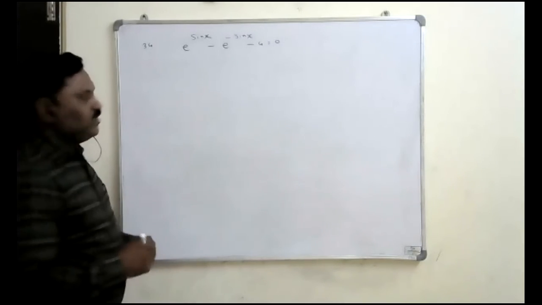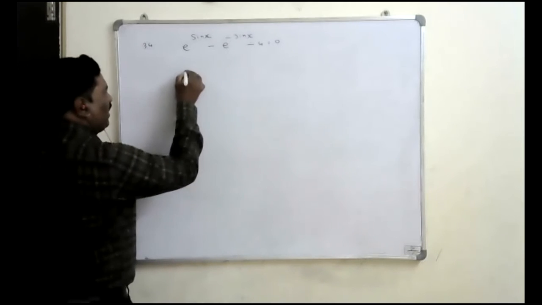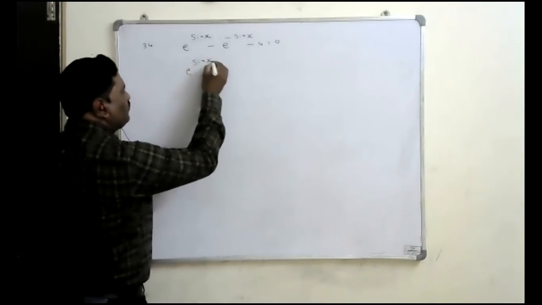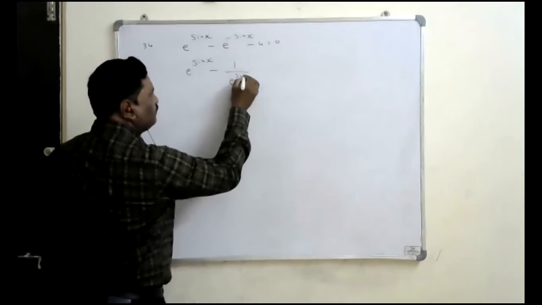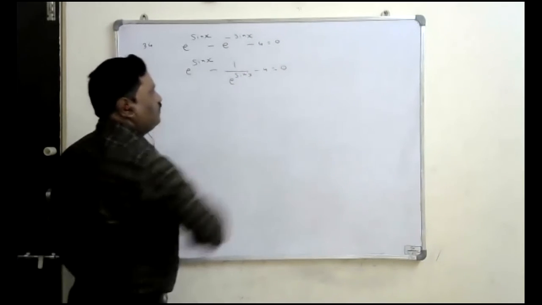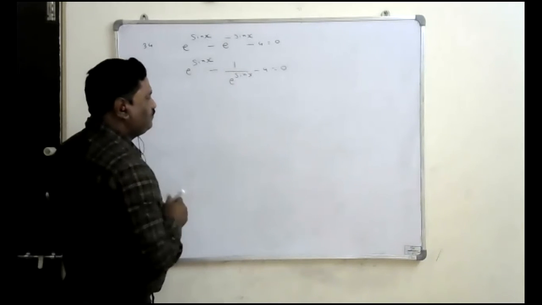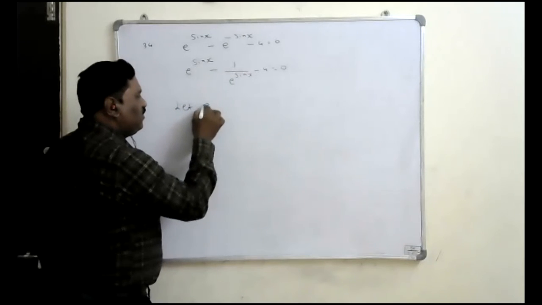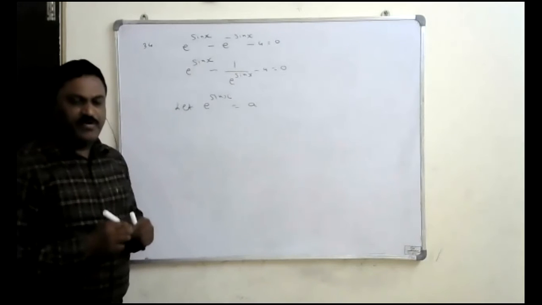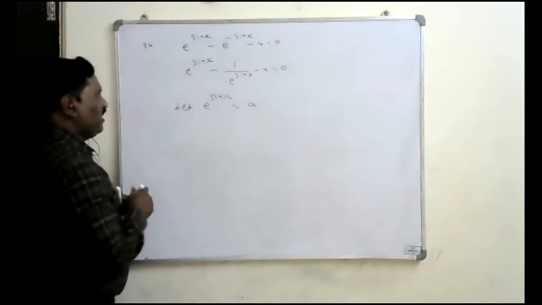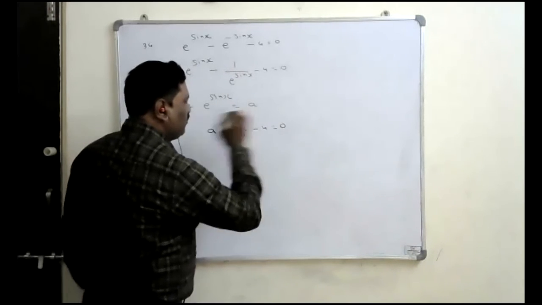Just observe that. So here e power sin x is there. It is e power minus sin x there. So this is written like that. e power sin x minus, since here the power has a negative sign, this is written as 1 upon e power sin x, minus 4 is equal to 0. Okay. Now to solve this, here e power sin x is common. That's why let's take that e power sin x. I will take some other variable, say a. Let's take e power sin x as a. You substitute there. Therefore, it is a minus 1 by a minus 4 is equal to 0. Right?